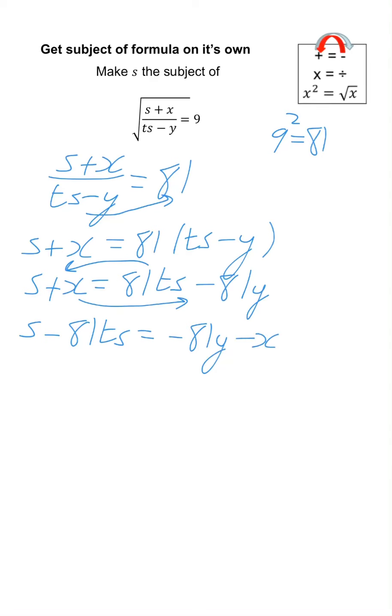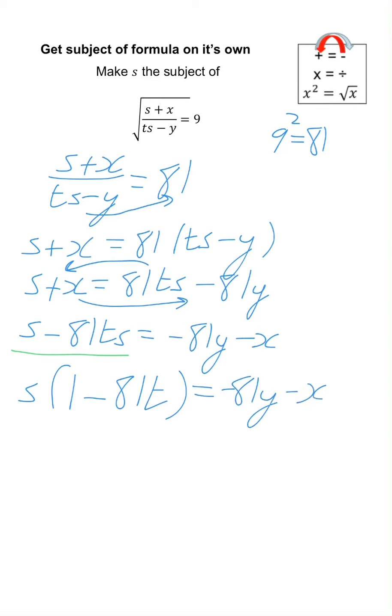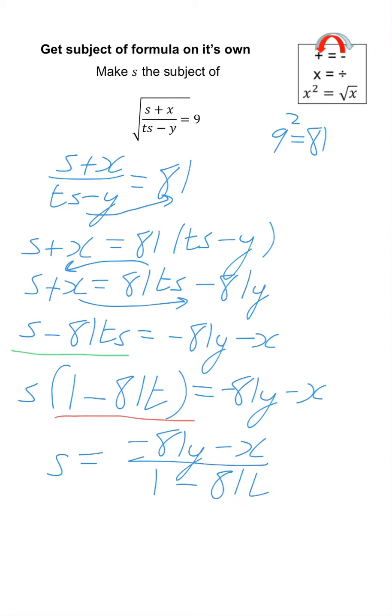Let's factorize out now the s from this. So s times 1 minus 81t is equal to minus 81y minus x. Now let's divide by 1 minus 81t. So s is equal to minus 81y minus x, all divided by 1 minus 81t. And that's my final answer.